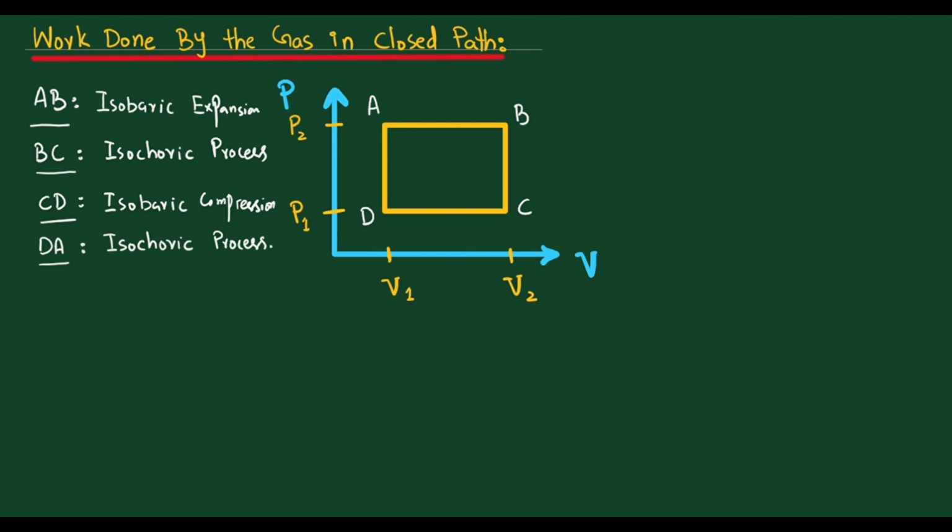If we have to calculate the work done in the four processes, then first of all, the work done in the closed path from A to B, then B to C, then C to D, is equal to the work done from A to B plus the work done from B to C plus the work done from C to D plus the work done from D to A. Here A to B and then B to C, we are moving along the clockwise direction.